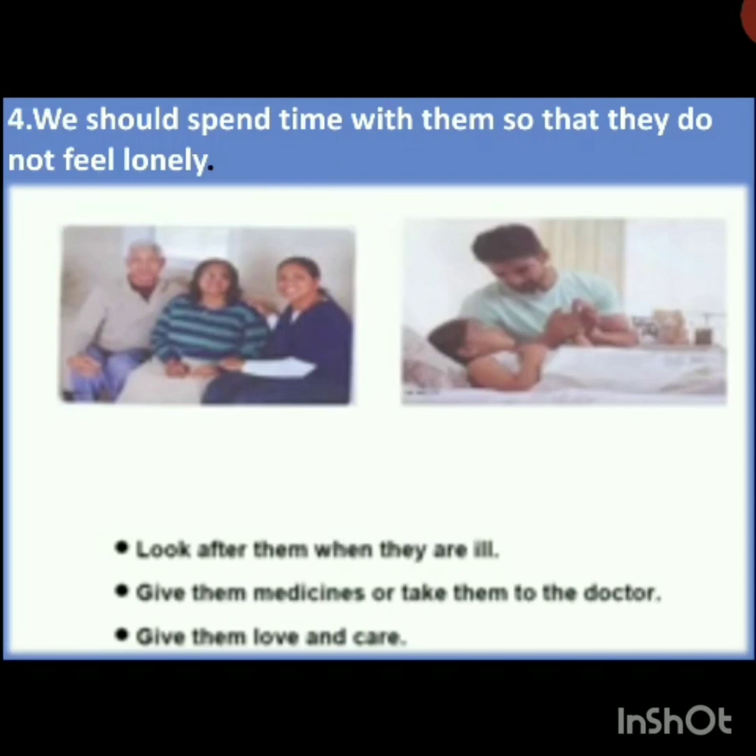Fourth one, we should spend time with them so that they do not feel lonely. Look after them when they are ill. Give them medicines or take them to the doctor. And give them love and care and your support.